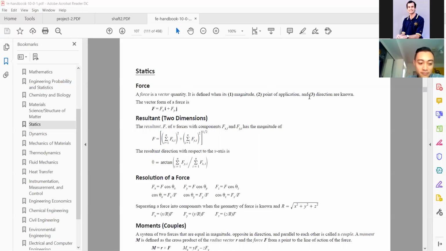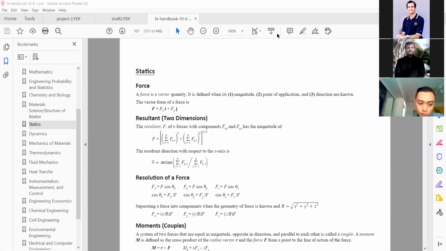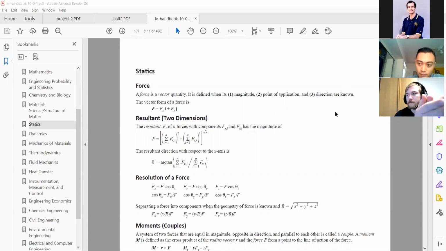All right. Well, we were just about to go over the handbook for statics, so we can get a nice idea of what is provided for us in the event that we need something, so we know it's there.